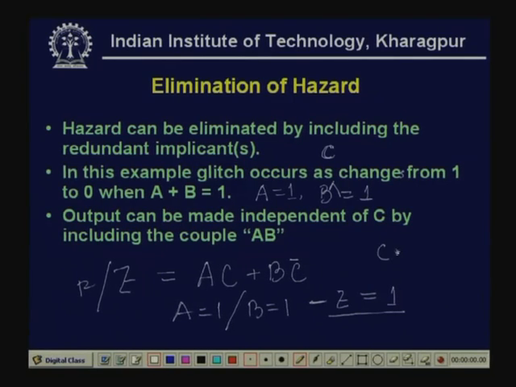That means, see the type of function, if C equal to 0, then the second term is 1. If C equal to 1, then the first term is 1, and as it is an OR function, 0 plus 1 is 1 or 1 plus 0 is 1. So, whatever value C takes, 0 or 1, Z should be 1. That means it is independent of C. Now, this particular property we can utilize to make the circuit hazard free.